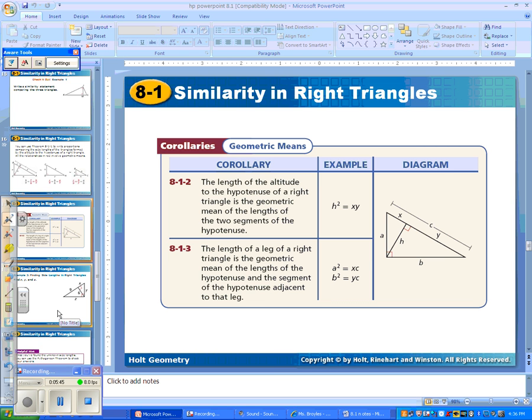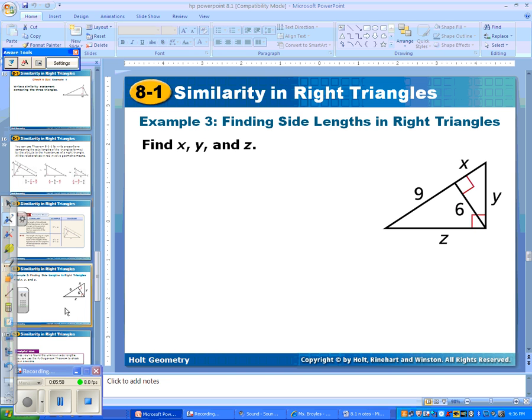So some questions, it's going to be confusing, but once you get the hang of it, it's really awesome. And if you forget, you can still do Pythagorean theorem for the most part. Okay? So find x, y, and z. All right, so again, our shortcuts are h squared equals x times y. A squared equals c times x, and b squared equals c times y.